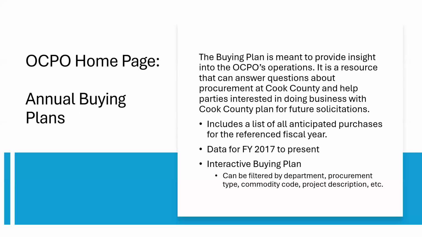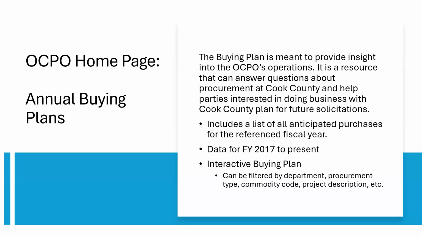So the next big thing that I think would be really, really useful for you all is the page that lists our annual buying plans. Every year, most public agencies post a buying plan to let the public know of items or services that we anticipate purchasing for the next fiscal year. We're currently creating the buying plan for fiscal year 25, but the buying plan for fiscal year 24 is posted on our website. You can filter by department or by project type, but it lists all of the purchases that each department in Cook County that OCPO procures for anticipates purchasing throughout the fiscal year.